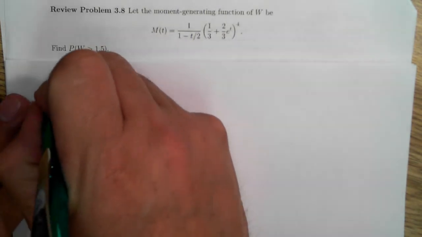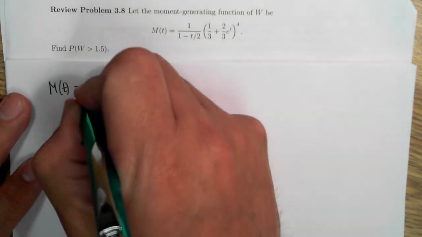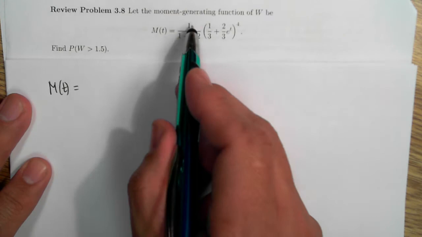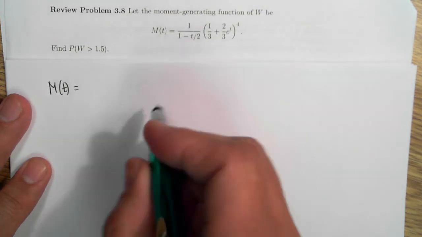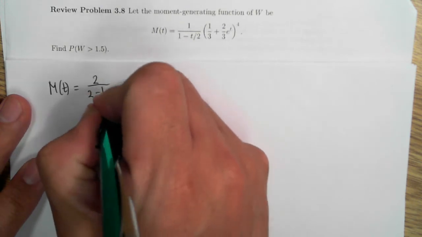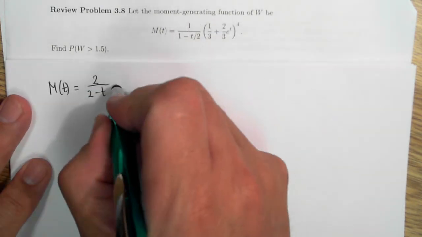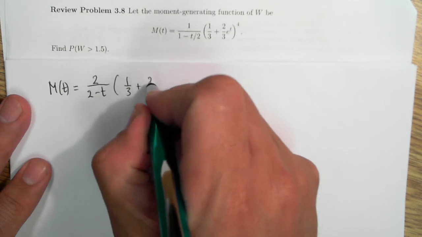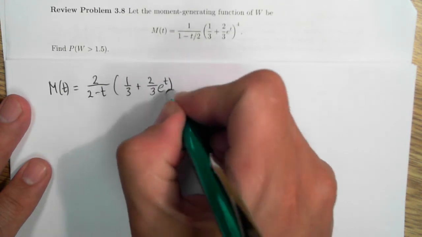So let's write this moment generating function as 1 over 1 minus t over 2, so that's 2 over 2 minus t. And the second part, we have (1/3 plus 2/3 e to the t) to the fourth power.